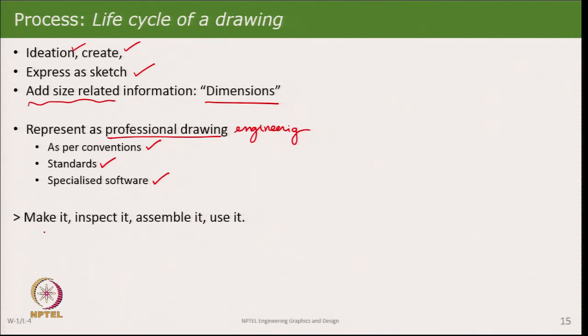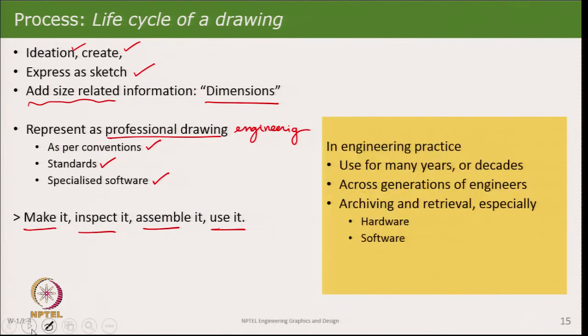After we make a drawing, we make the product, inspect it, assemble it, use it, and like that it goes on. But in engineering, a product that is made is used for many years, maybe even many decades. An excellent example is the first jumbo jet which stopped manufacturing last year. The first plane was designed in the early 1960s.